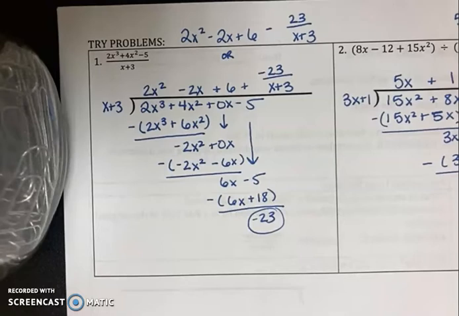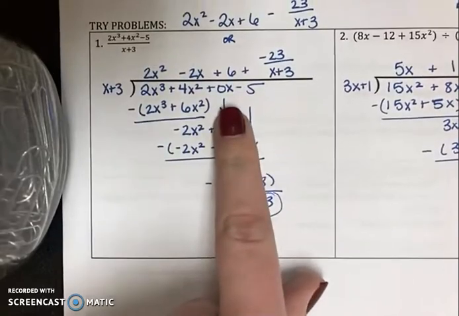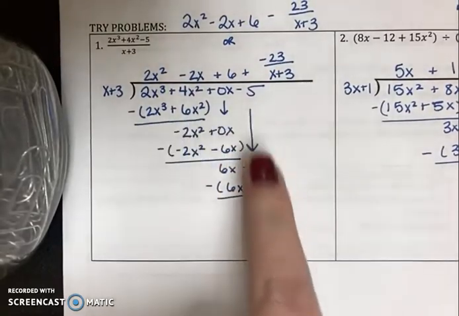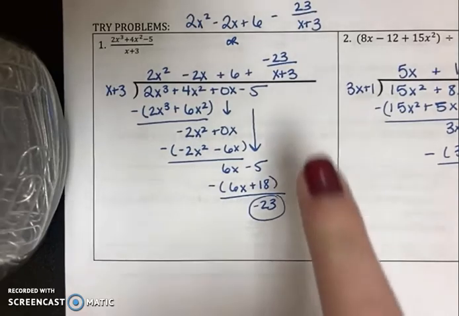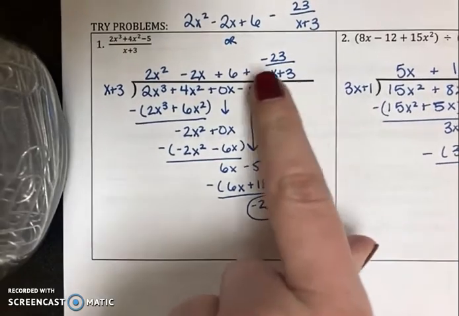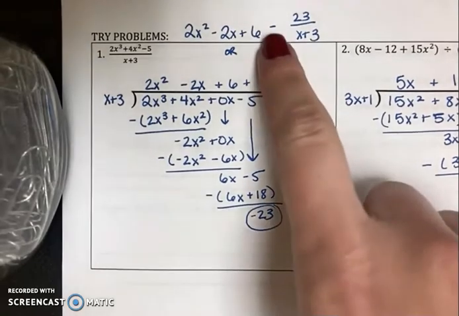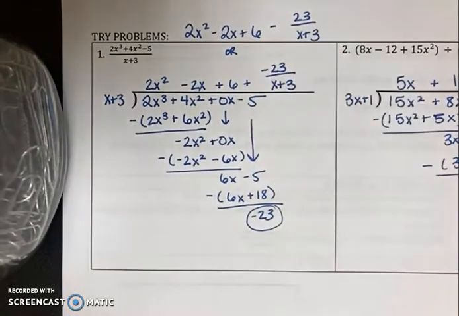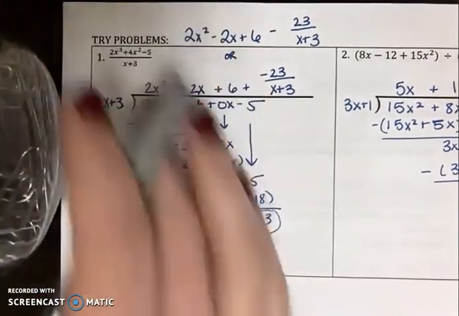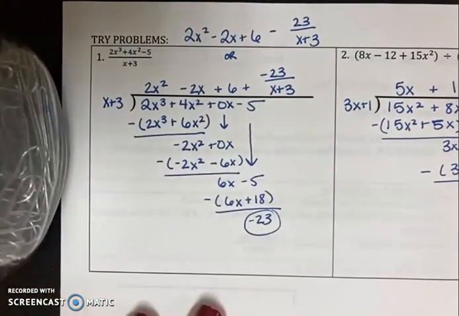Number 1 had a placeholder, so make sure you included that 0x. This is your final answer. The remainder was negative, so when I wrote it, I could have put plus a negative 23 over x plus 3, or you could have written your final answer as minus 23 over x plus 3. Either one of those would have been acceptable. Feel free to pause the video and compare your work.